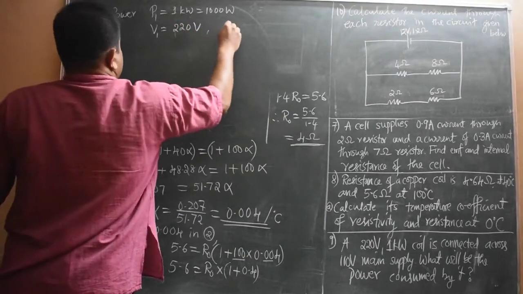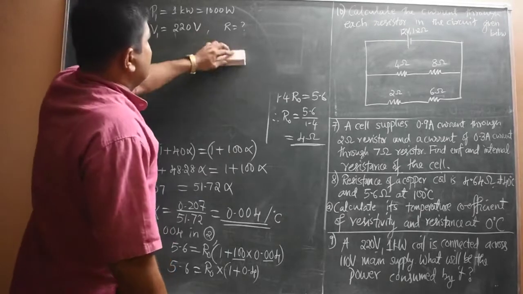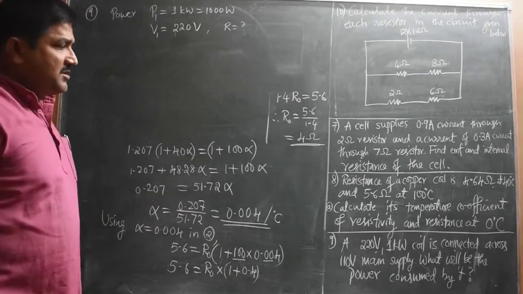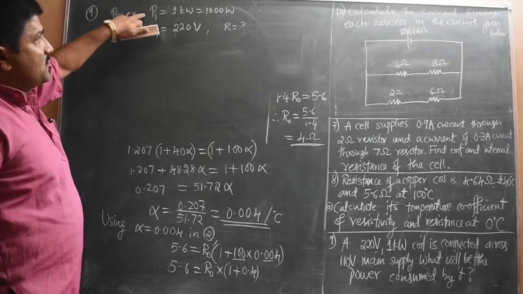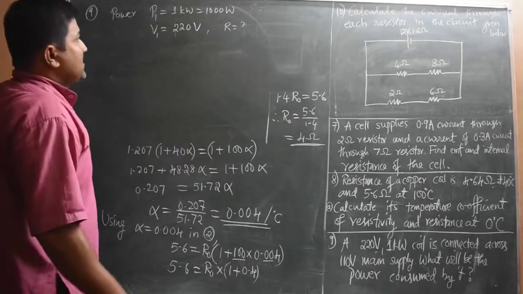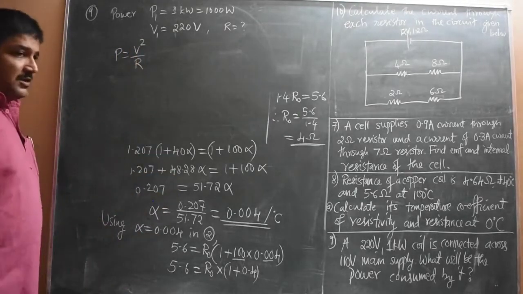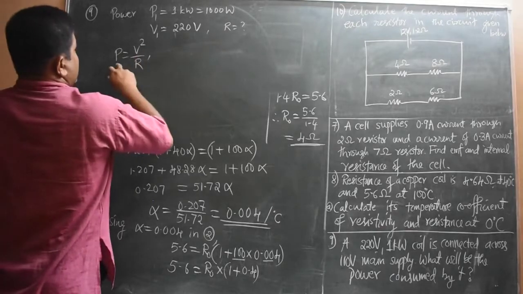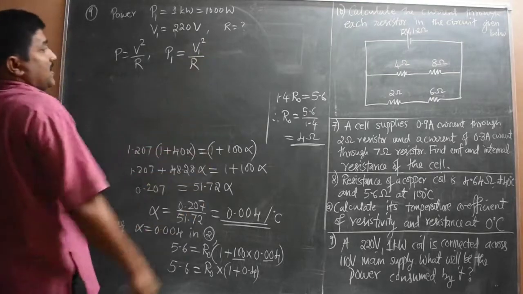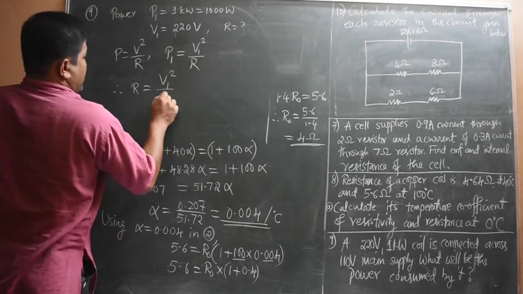Now, to get the resistance: the resistance will be the same in both cases. As the voltage changes, the resistance of the coil will not change. Only the voltage changes, so the power consumed will be different. The relation connecting power, voltage and resistance is power P equals V square by R. Using this in the first case, power P1 equals V1 square divided by R. Therefore resistance R equals V1 square divided by P1.